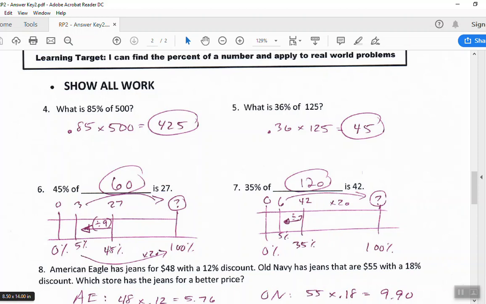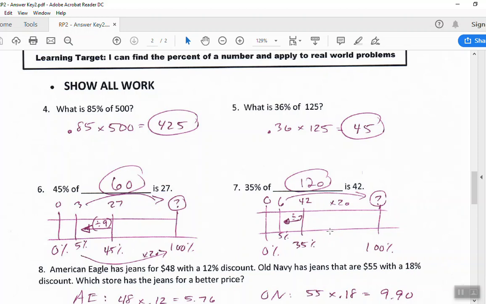And I want to get to 100, which is why you see me multiplying that ratio by 20 to help me get there. I do the same thing with the number on top. I multiply it by 20. And that's where the 60 came from. So in essence, we're finding that 45% of 60 is 27. And so I used a double number line to show that.